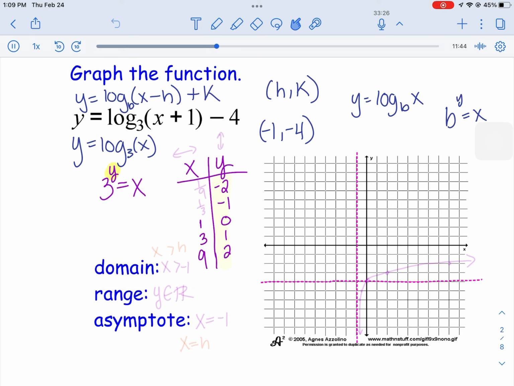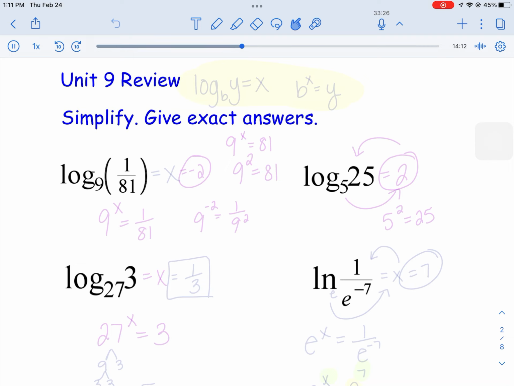So this goes along with the no calculator part of the exam as well. I'm asking for exact answers. And how to do this is you have to set it up as an equation, so set it equal to x. And then you're going to use the idea that if you have a log base b of y and it equals x, then you know that b to the x power has to equal y.